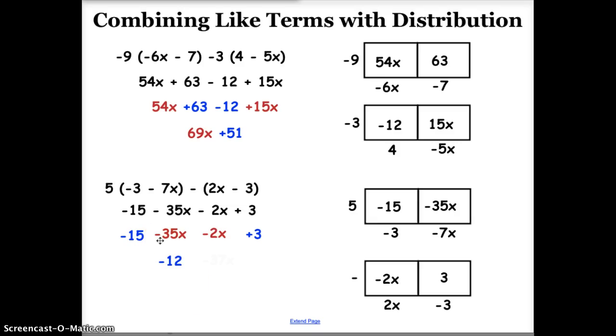And then I'm going to have negative 35x and negative 2x. And when I combine those, I get negative 37x. So this problem, when I use the distributive property, turns out to be negative 12 minus 37x.